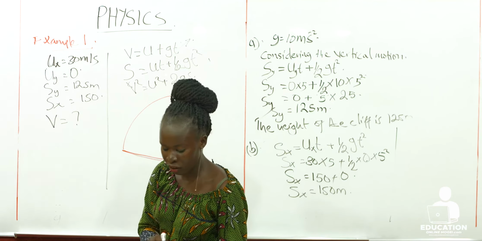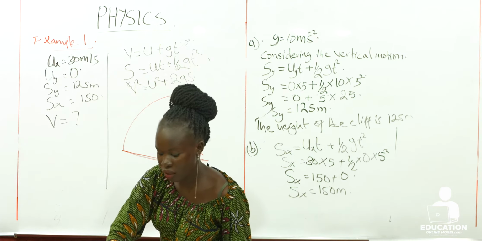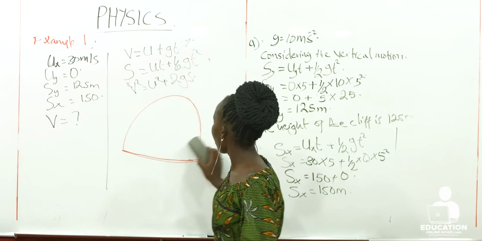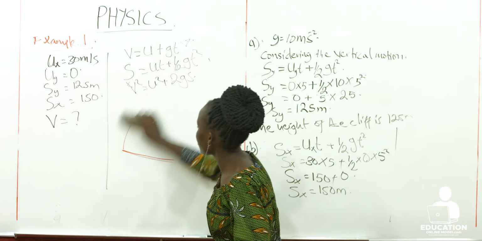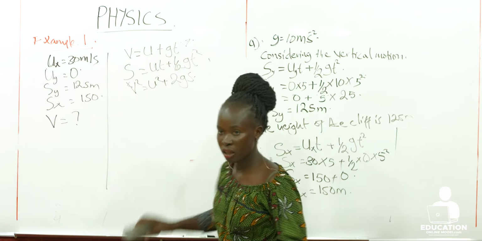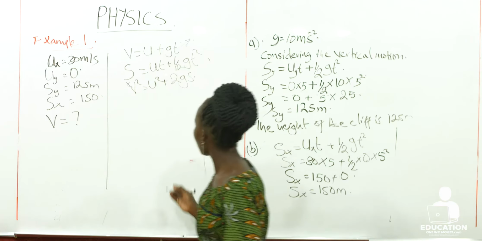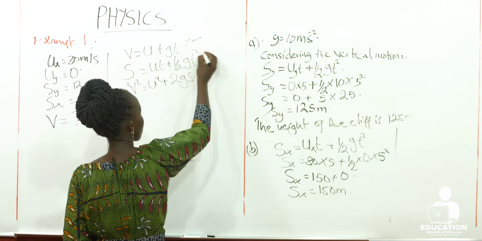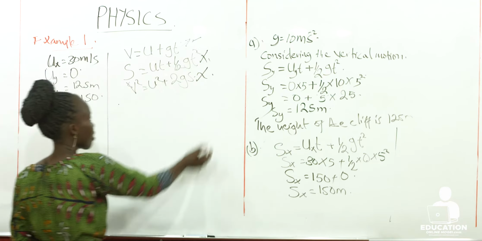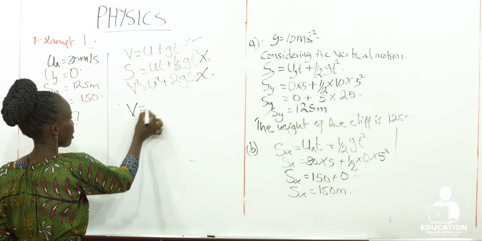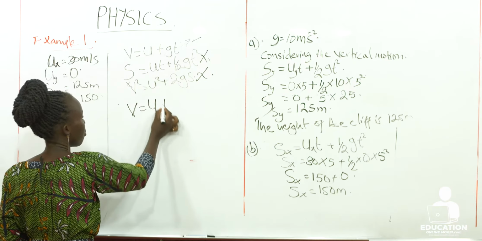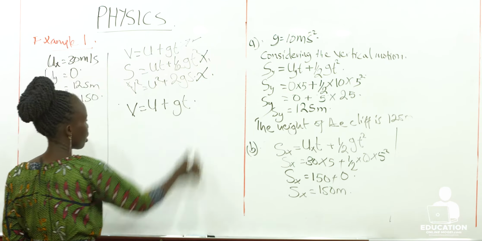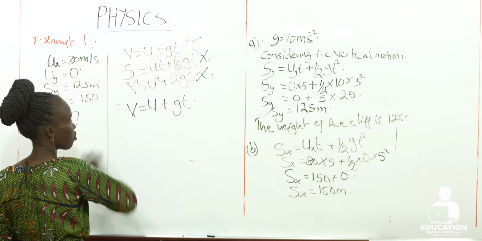And then on top of it, if we were using the horizontal distance, the final velocity is equal to the initial velocity. We shall have it as our U. We are now taking this because this one is not applicable. So we shall take V is equals to U plus GT. It is the V we want to find.